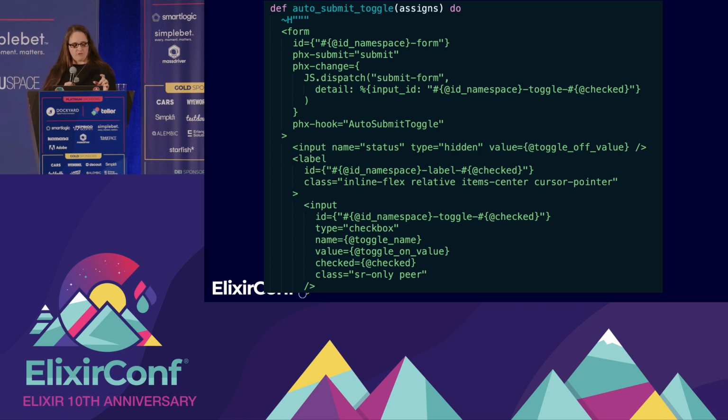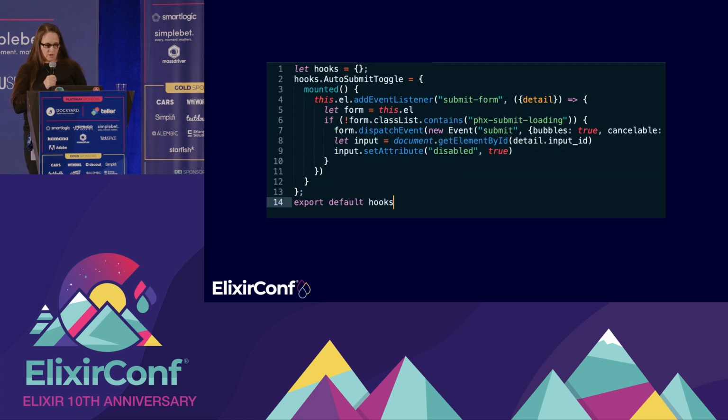This is a one input form, and you'll notice that it has a Phoenix change event. That means as soon as someone toggles that input, that's an immediate change, it's going to go up to the server as a change event. And you'll also notice there's a hook here. The Phoenix change event gave me my auto submission of the form, but the Phoenix hook gave me this: when Phoenix adds the CSS class for submit is loading, then I could go ahead and disable the button.